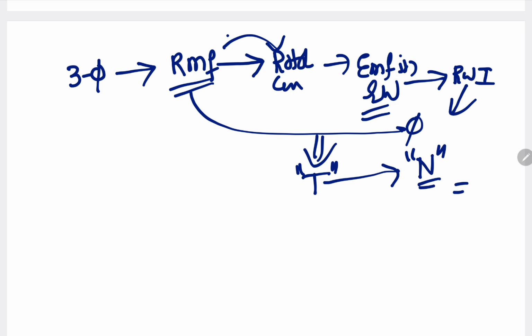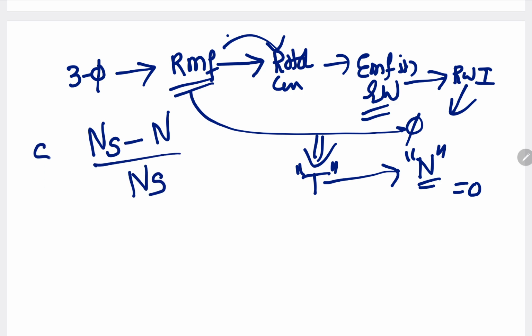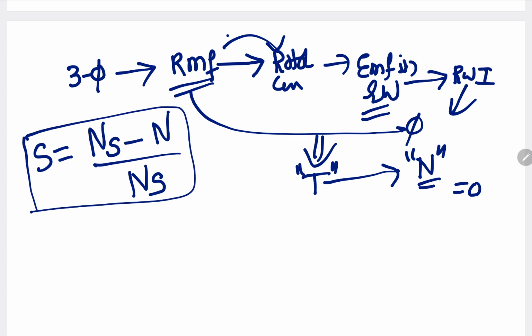Initially the rotor speed is equal to what? 0. And the speed difference between flux and rotor conductor, with respect to flux speed, we call the slip of the three-phase induction motor. Ns minus n divided by ns. Very, very important formula: slip is equal to (ns minus n) divided by ns.